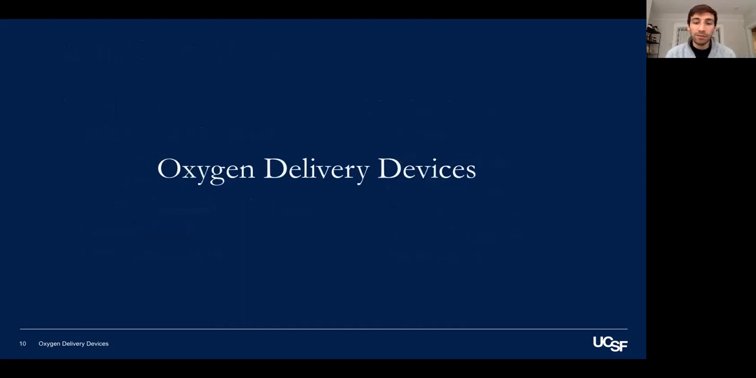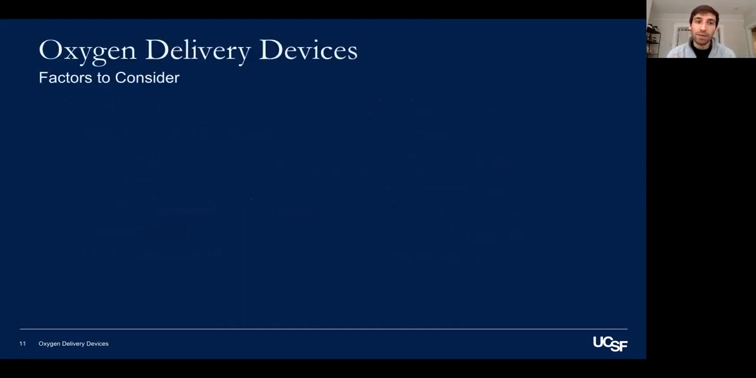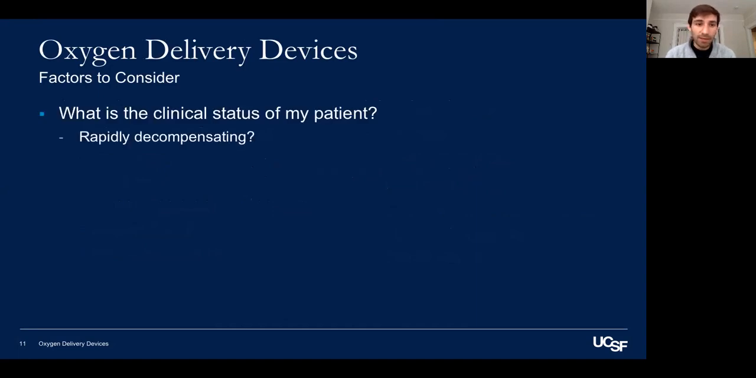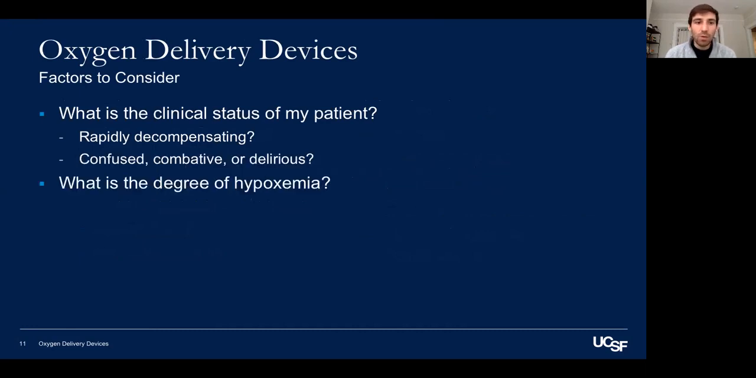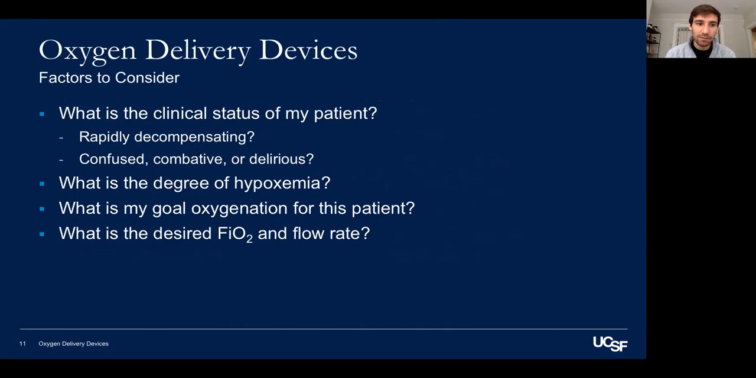Next, we'll talk about our oxygen delivery devices. When approaching a patient with hypoxemia and which device to use, things to consider are: what is the clinical status of my patient? Are they rapidly decompensating in front of me? Are they confused, combative, or delirious? What is the degree of hypoxemia, and what is my goal oxygenation for this patient, which often changes in chronic lung diseases? What is my desired FiO2 and flow rate?